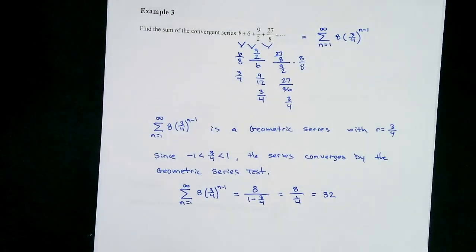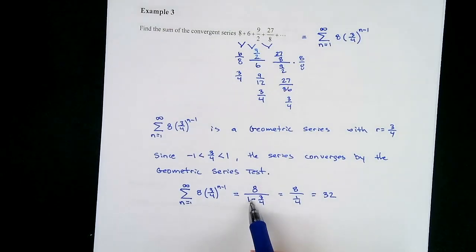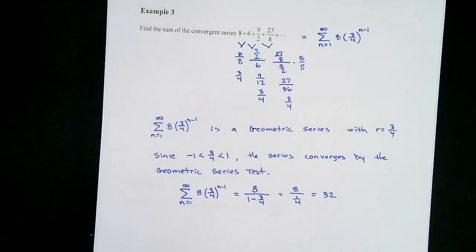Okay, so this series converges because of the geometric series test, with r being 3/4, and that r is between -1 and 1, and this is the formula. It's the first term divided by 1 minus your r value, your common ratio. All right, let's do another problem.